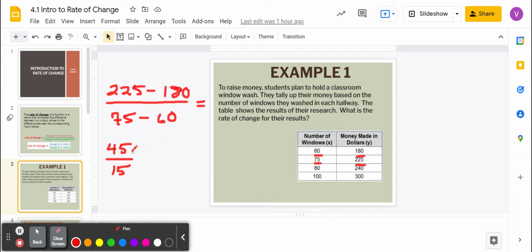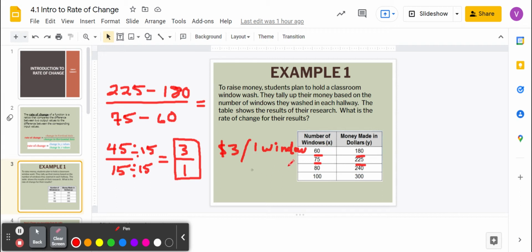Now I want to simplify these, so I know I can divide top and bottom by 15, so I'm just going to write this here. So my numerator then becomes 3, and my denominator becomes 1. Now I can leave this as a final answer when I'm dealing with rate of change, because this is going to allow us to interpret the data. So if our y's are the numerator, y represents the dollars, so we made $3, and the denominator represents the windows, per one window. All right, and that's how you interpret the data.